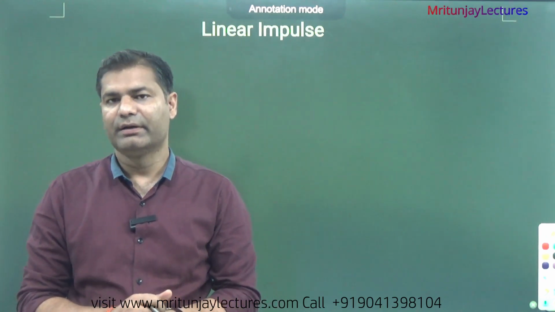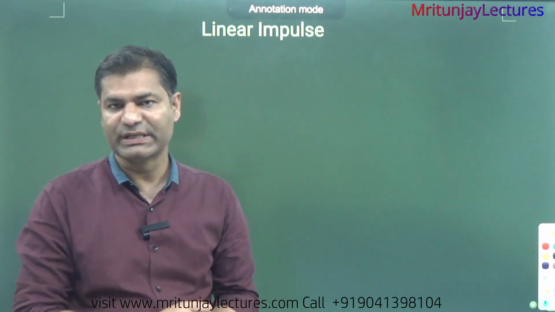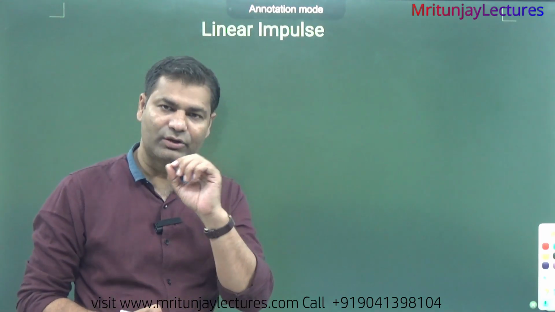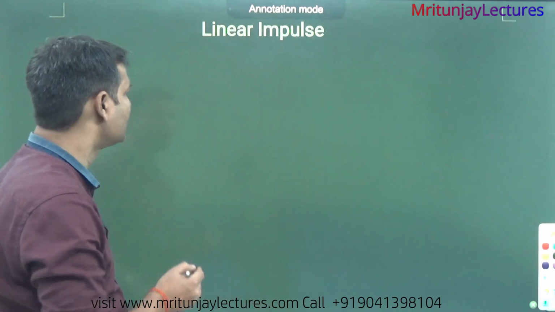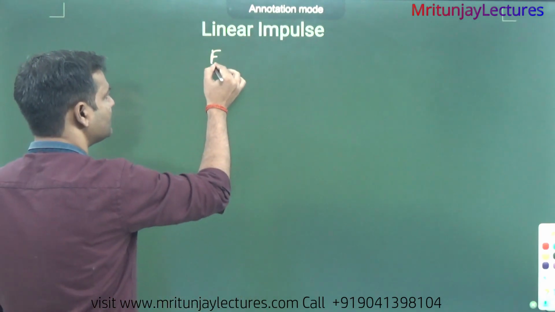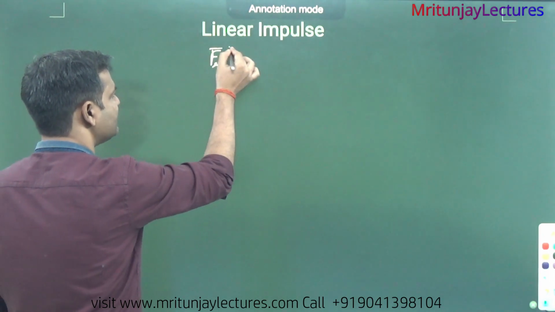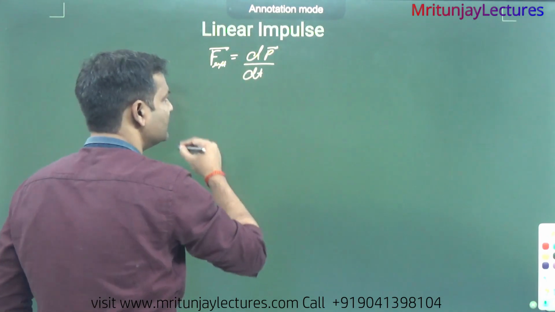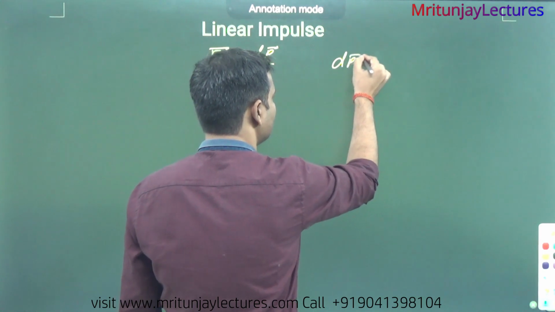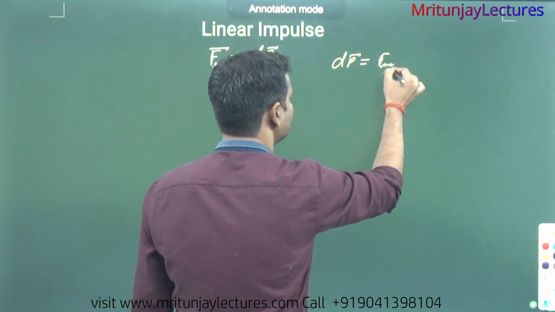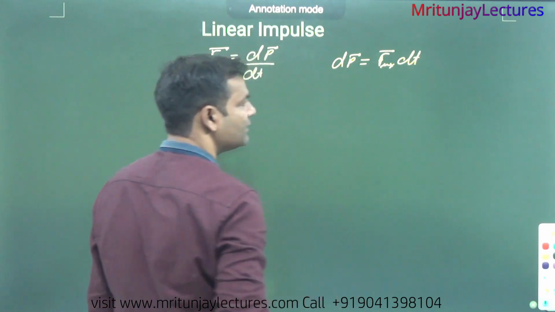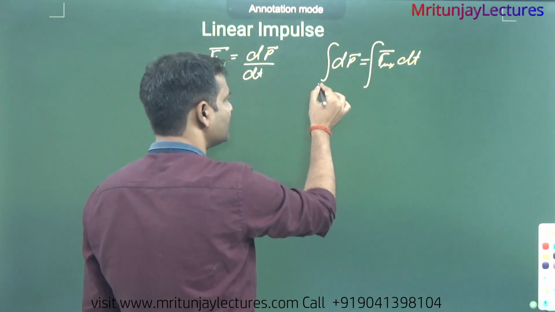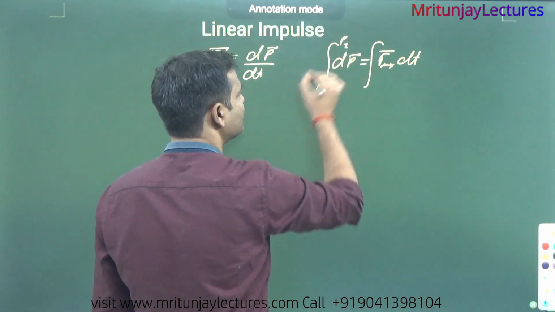Today I will discuss a very important topic: impulse, or linear impulse. How can we define it? First of all, I know that according to Newton's second law, the net external force is written as dp by dt. So this is also written as dp is equal to F external into dt.